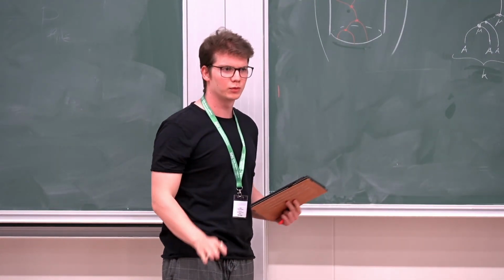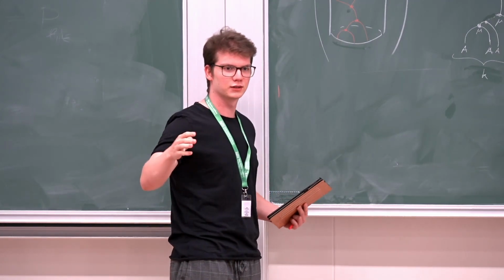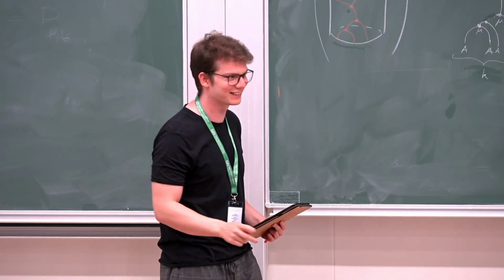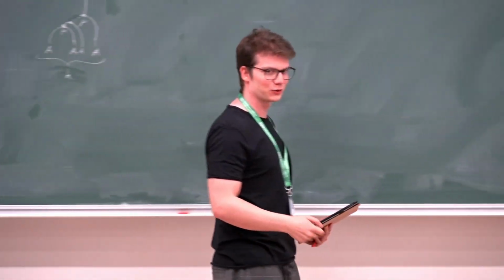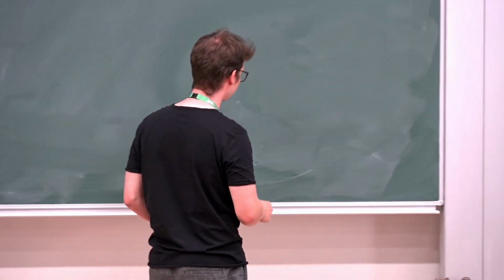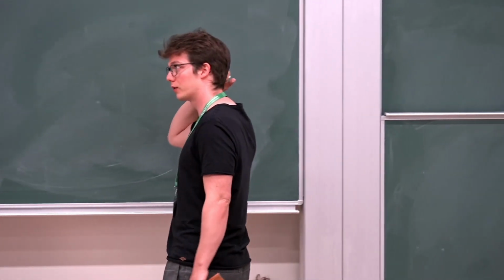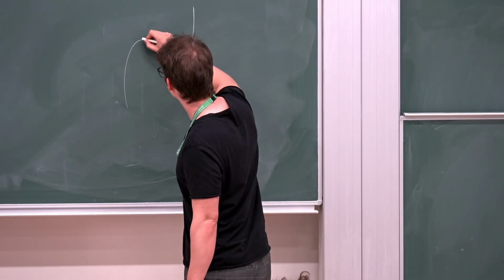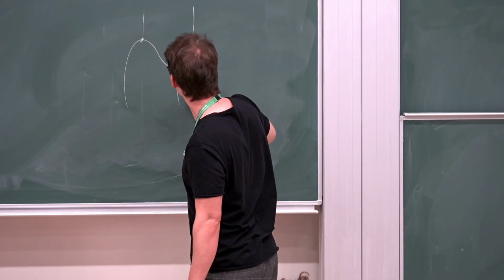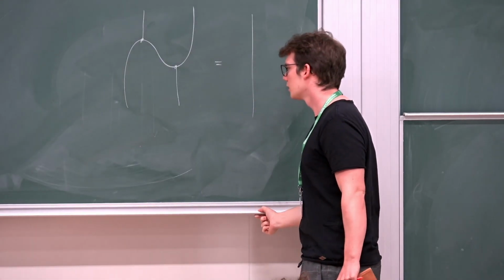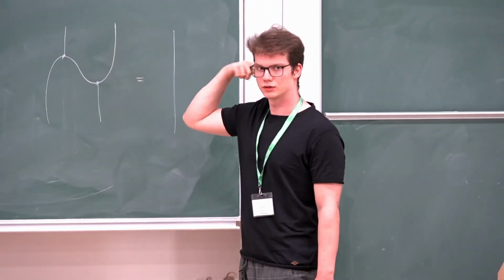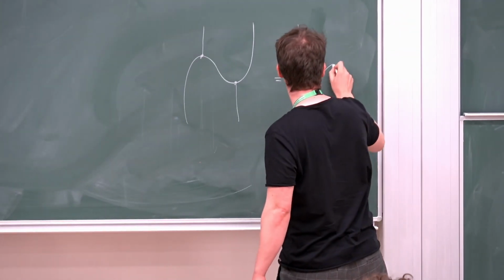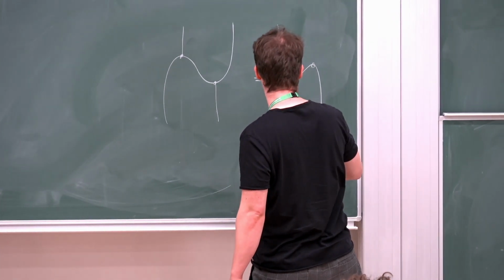So maybe question, who knows how to read a string diagram? Okay, that's not enough hands. Let's try and read a string diagram together. We want to work with Frobenius algebras. So, for example, we want this identity to hold. We want this identity to hold, of course. It was all a test.